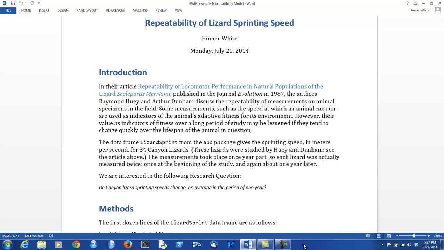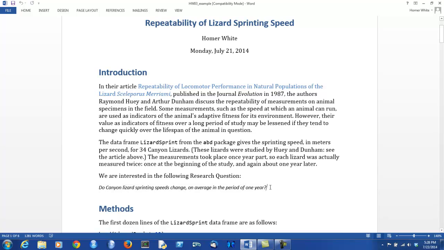So we've got this research question: do canyon lizard sprinting speeds change on average in the period of 1 year? This is a question about the population as a whole, and we're going to try to answer it based on 34, presumably randomly selected, canyon lizards that we have in our study. Remember, each lizard had its sprinting speed measured at the beginning of 1 year, and then each lizard's speed was measured again at the end of that 1 year period, and we're interested in the differences.